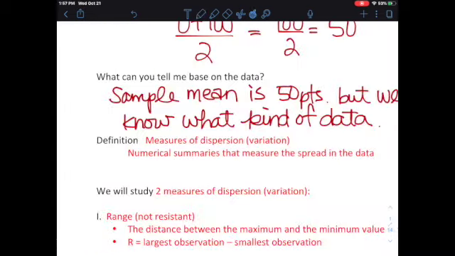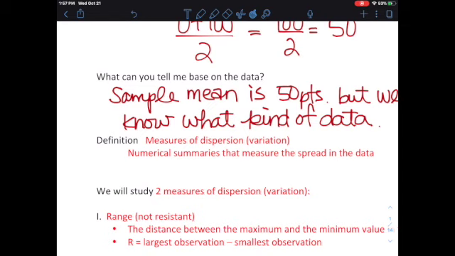So we're going to put down definitions. We are going to talk about a few of them. First of all is measure of dispersion, and that's variation. And that means numerical summaries that measure the spread in the data, okay, the spread. So in this case, two ways we're going to measure dispersion. And number one is going to be the range.